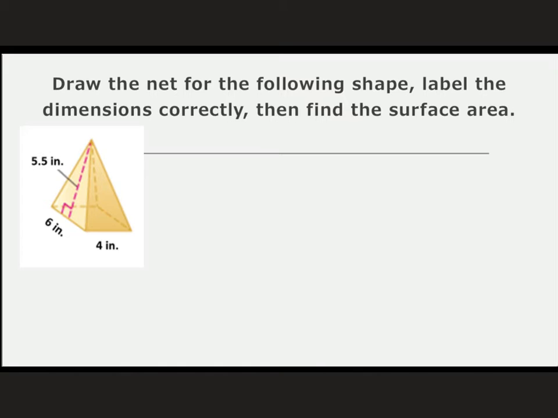All right, here we have a rectangular pyramid. We are doing the same thing. We need to draw our net first. So in a rectangular pyramid, my base is a rectangle. And then since it's a pyramid, all of my sides are triangles. It's okay if it's not perfect. Obviously, I'm not a good drawer either.